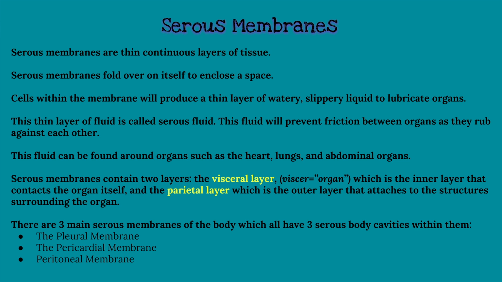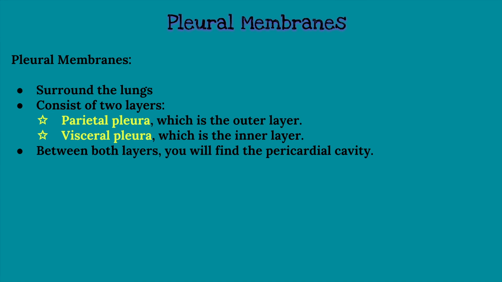Serous membranes have 2 layers. There's the visceral layer, which is the inner layer that contacts the organ itself, and then there's the parietal layer, which is the outer layer. The body has 3 main serous membranes: the pleural membrane, the pericardial membrane, and the peritoneal membrane. Pleural membranes can be found surrounding the lungs.